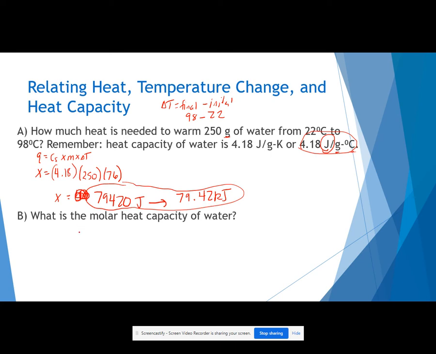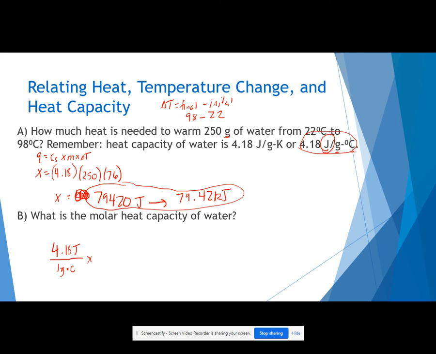Part B, instead of looking for heat capacity, which uses grams, this one's asking for what is the molar heat capacity of water. This looks way more complicated than it is, but since we already know the heat capacity of water to be 4.18 joules per 1 gram a degree Celsius, all we have to do now is just to cancel out my grams and put moles in there. So the easiest thing to do is just multiply it by the molar mass.